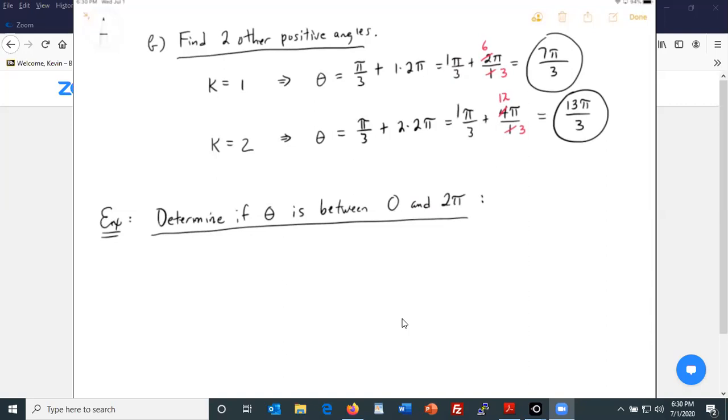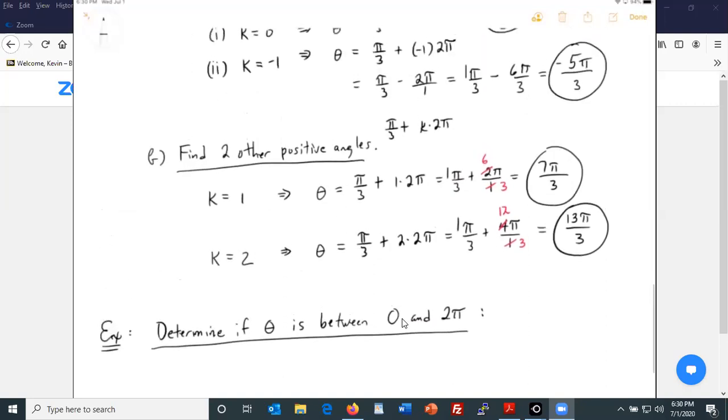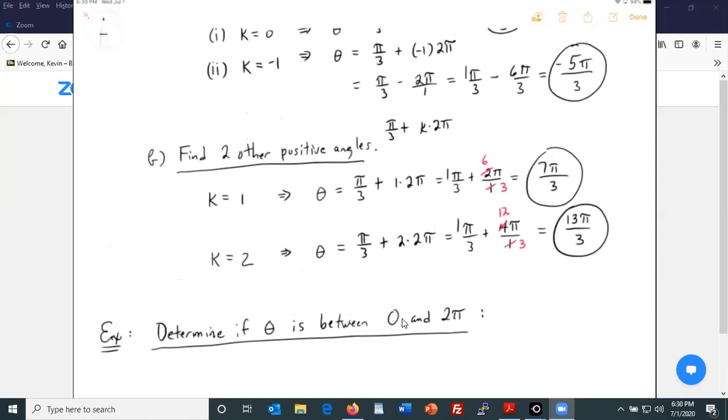Now, typically, with a lot of trig equations, we don't necessarily have to write down multiple solutions. In certain situations, the directions might just ask you for answers that are between 0 and 2 pi. Because remember, 2 pi is 360 degrees. It's the full unit circle. So a lot of times, the problems may just ask you for angles on the unit circle. So you have to know whether or not your answer is between 0 and 2 pi or not.